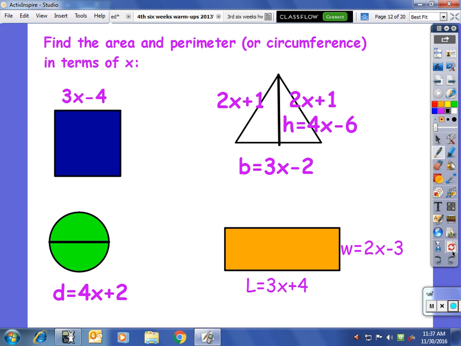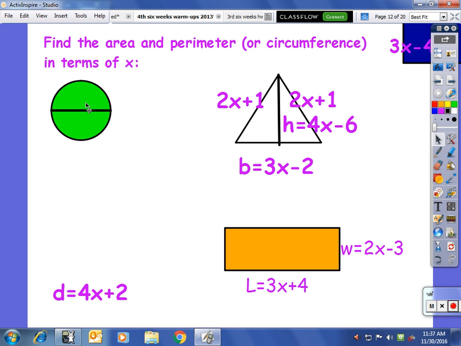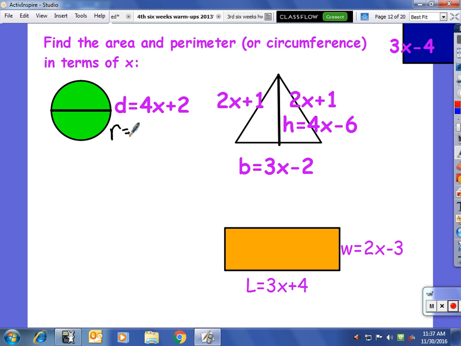Most kids are bothered by circles. They're not crazy about circles, but it's really not that much different than a square. You do have to know what you're looking at, though. If I give you diameter, that makes your circumference part super easy, but you have to know the radius to find area. Area of a circle is pi r squared. I prefer to think of that as pi times radius times radius. That means I got to know the radius.